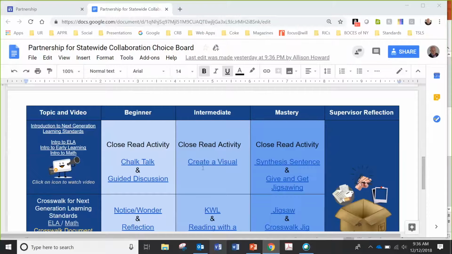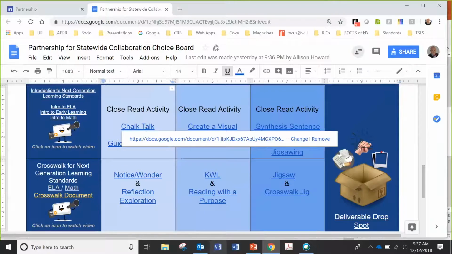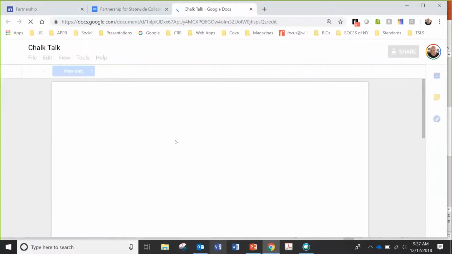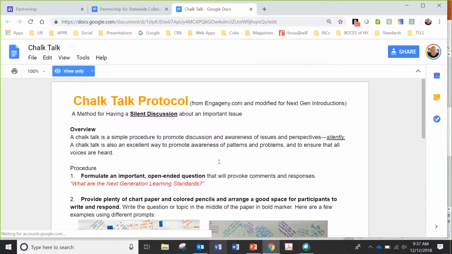Do you remember where Liz went and showed us how they had altered the stuff from the state? Do you remember which one that was in? Are you talking about, oh yeah, the Chalk Talk. So all of those protocols, I believe most of them, maybe some are a little altered. Well, most of them are altered. These are all protocols from Engage New York.